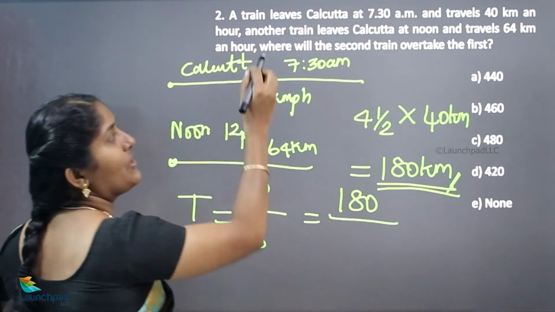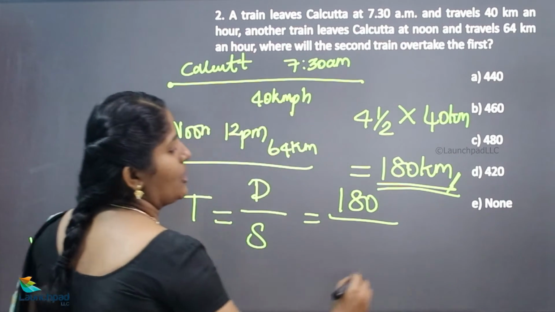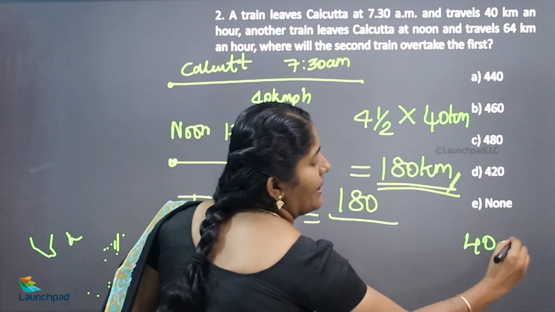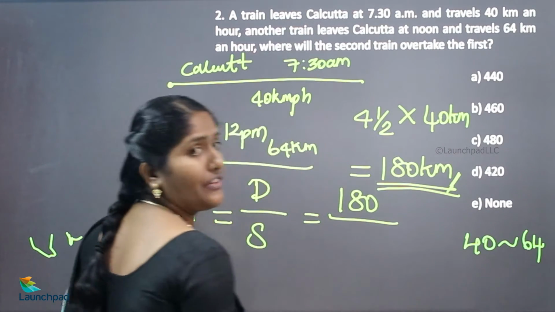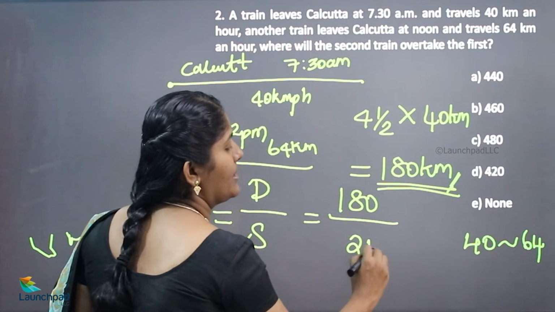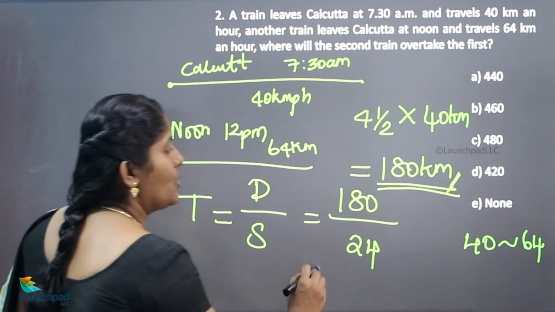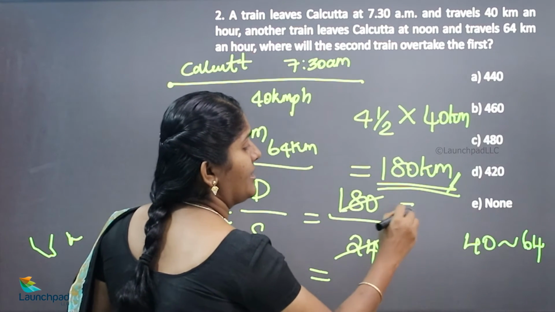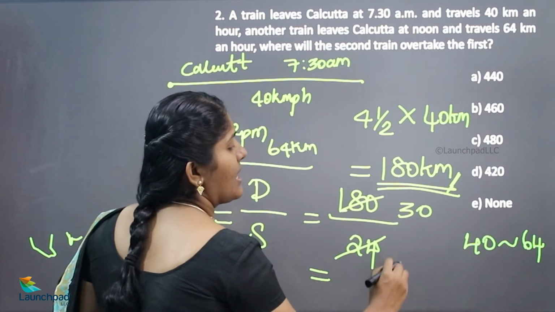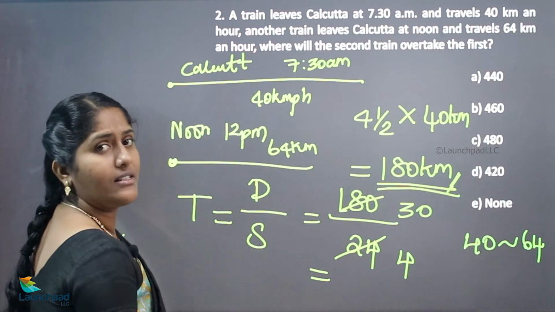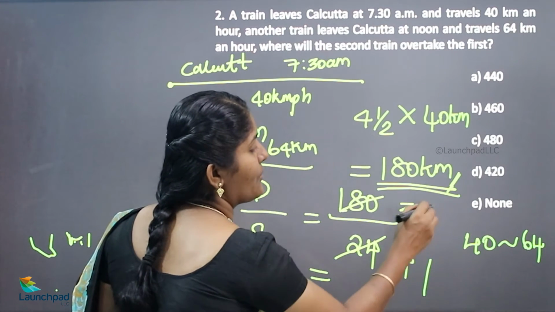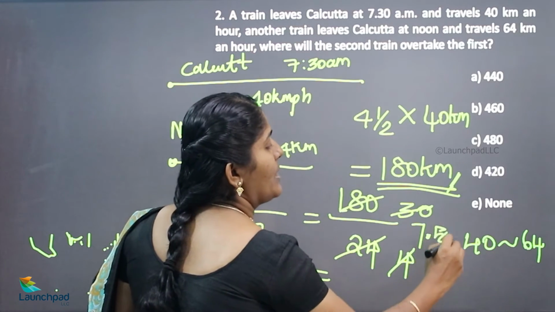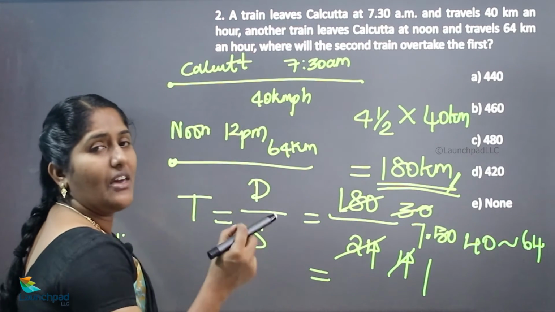What is the speed of both the trains? 40 kilometer per hour and 64 kilometer per hour. Taking the difference of their speeds, it is 24 kilometer per hour. So, 24 is divisible by 6, 4 sixes are 24.